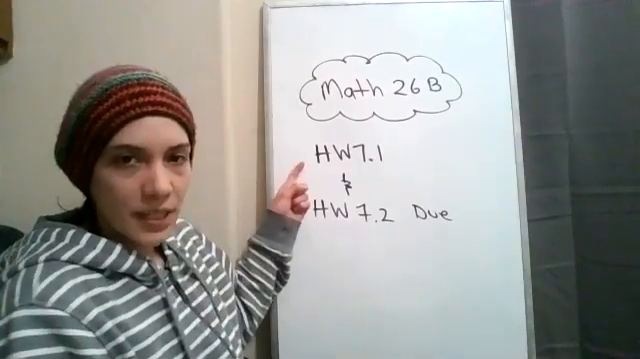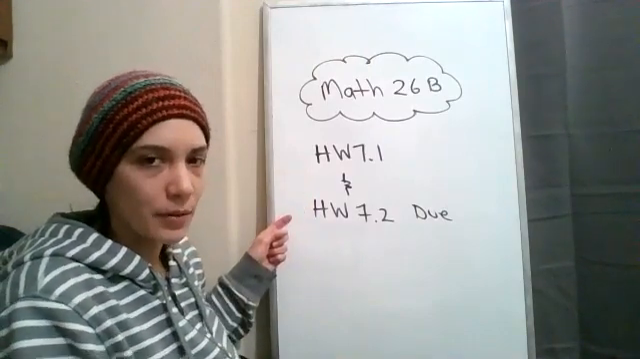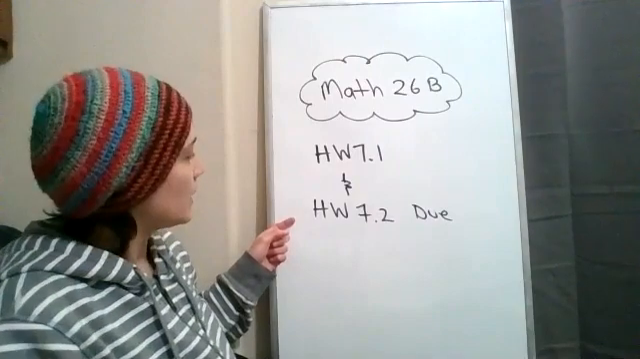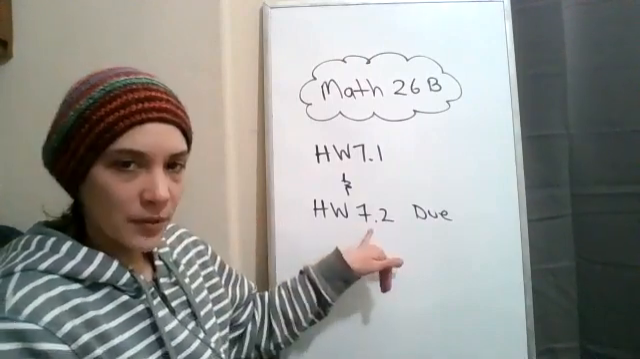So homework for chapter 7, and each assignment is estimated to take about an hour or an hour and a half. Then today's goal is more examples for 7.2.